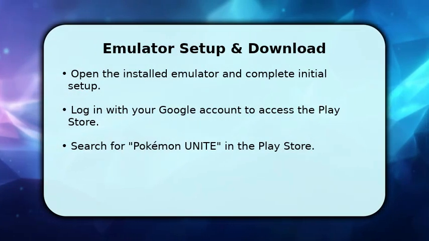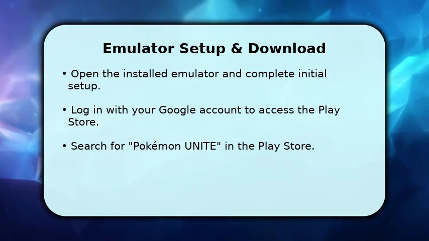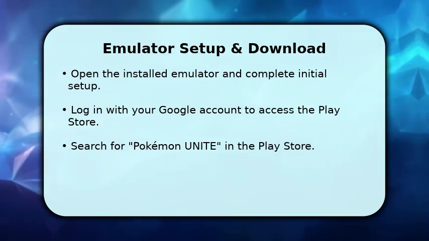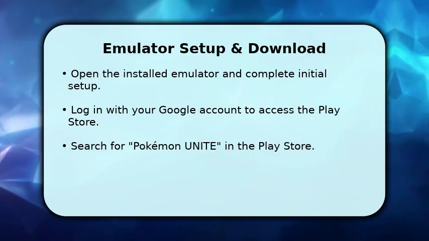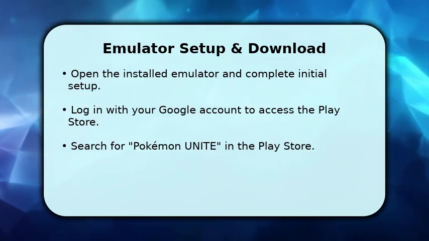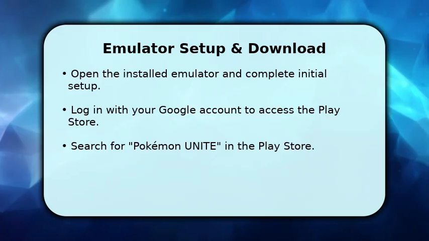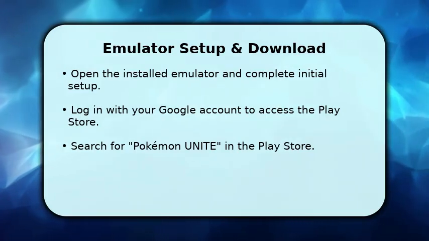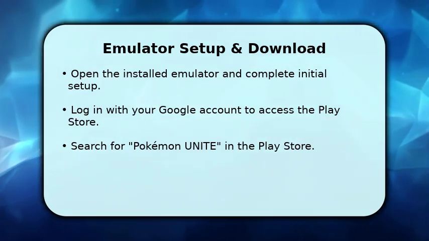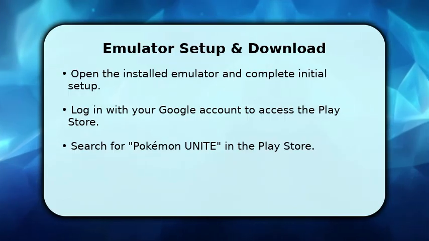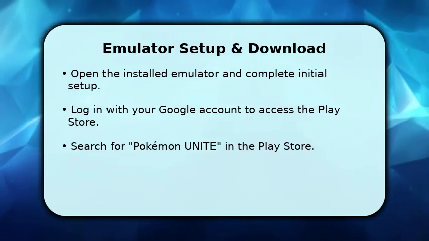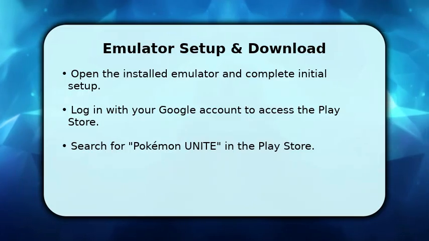Once your emulator is installed, open it and complete any initial setup steps. You will then need to log in with your Google account to access the Google Play Store, just like on a mobile device. From there, simply search for Pokémon Unite and install the game. The process is straightforward, similar to downloading any app on your phone.